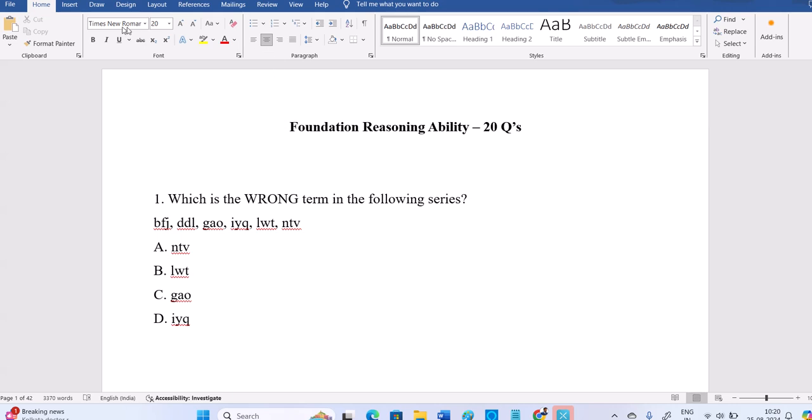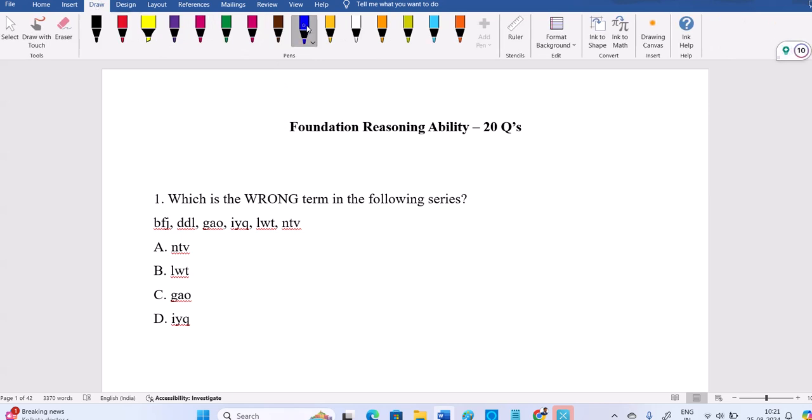Fine. So today the focus is on the reasoning foundation round. In the previous session, we finished one set of quant paper, 20 questions. Now we are focusing on reasoning, and you can find this type of series. They are not giving number series. Actually, as per TCS previous paper analysis, we don't find number series and all.